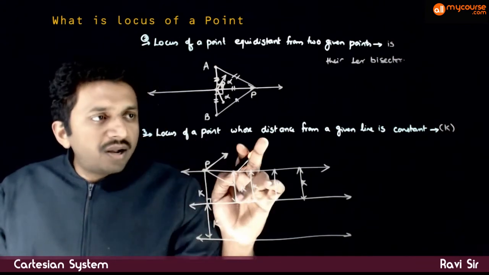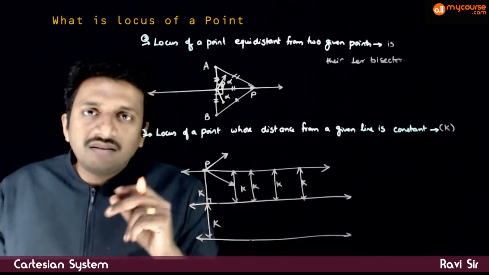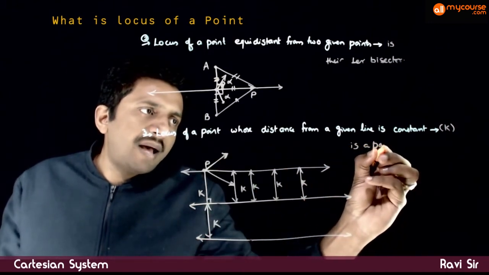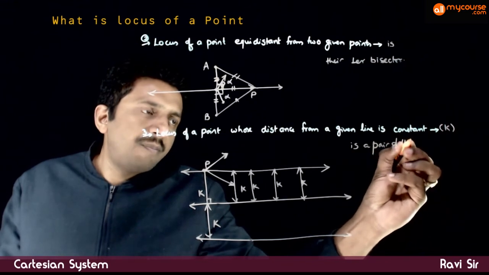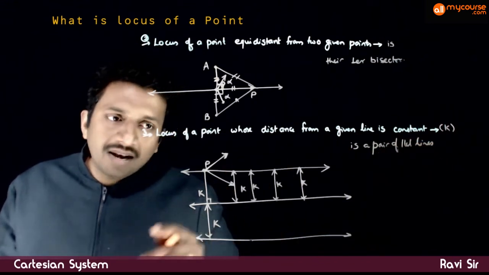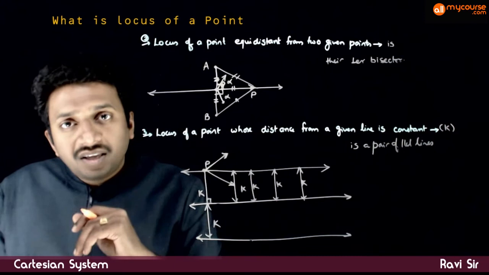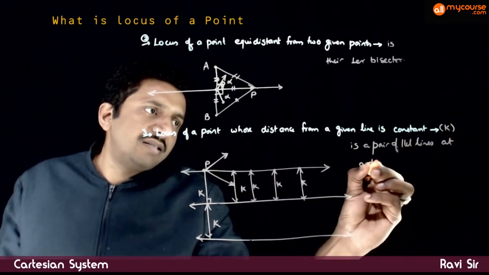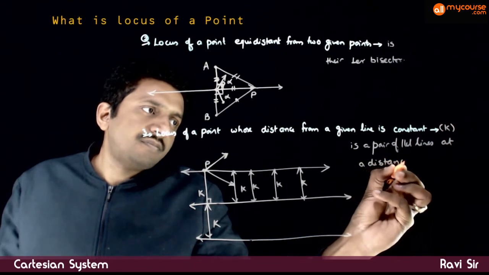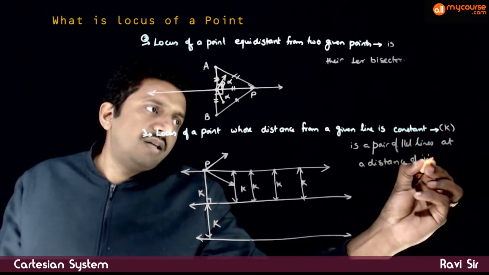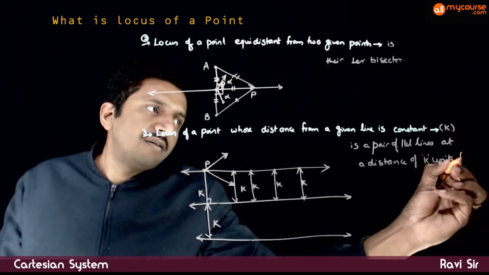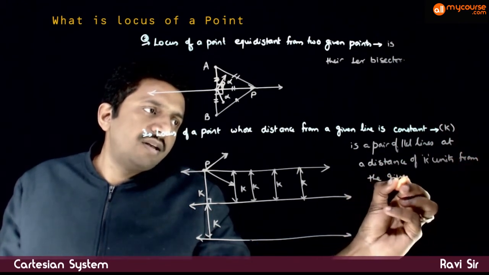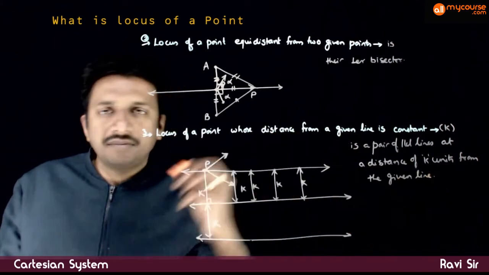So the locus of a point whose distance from a given line is a constant is a pair of parallel lines at a distance of k units from the given line.